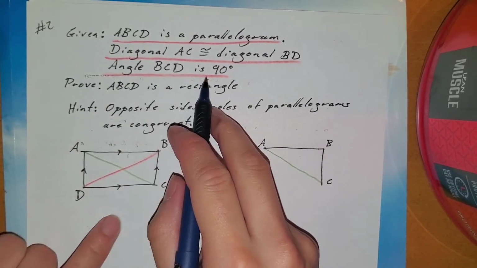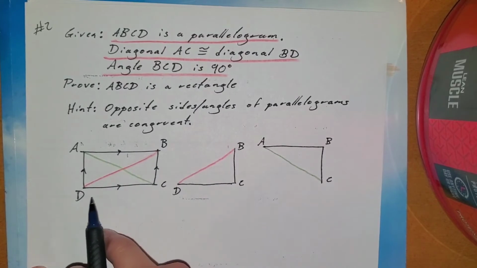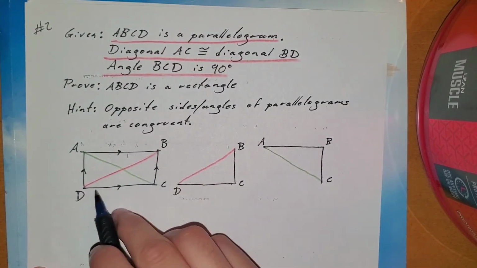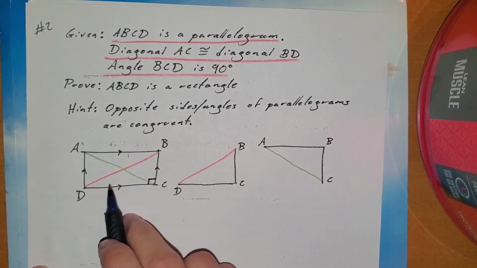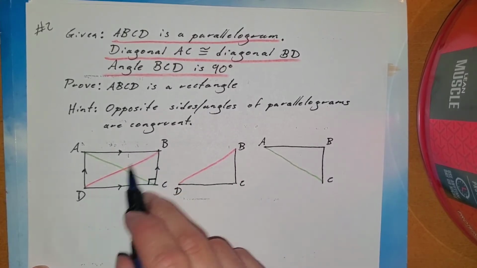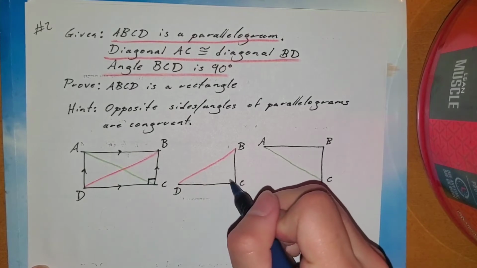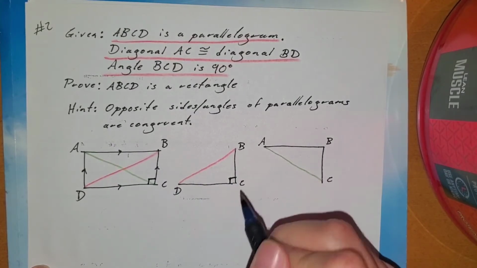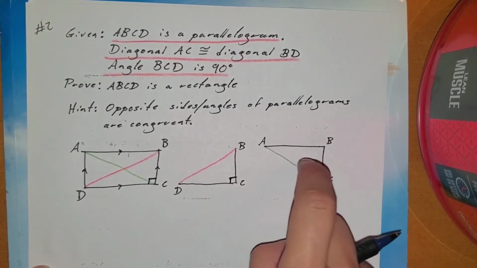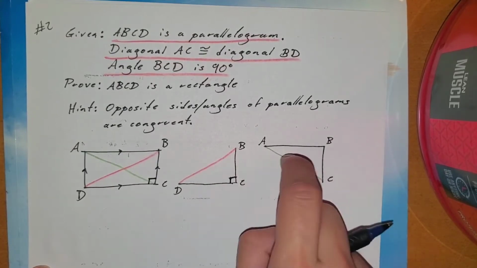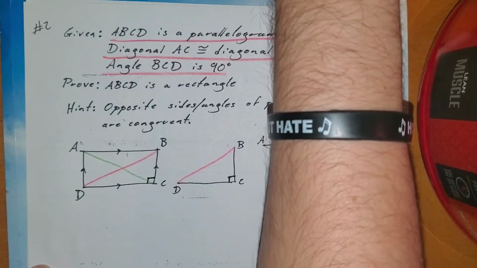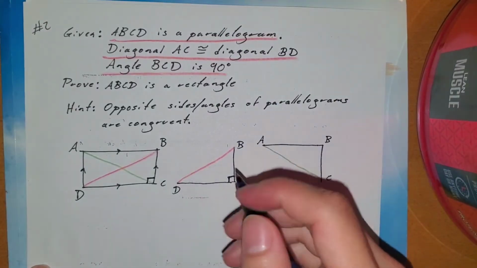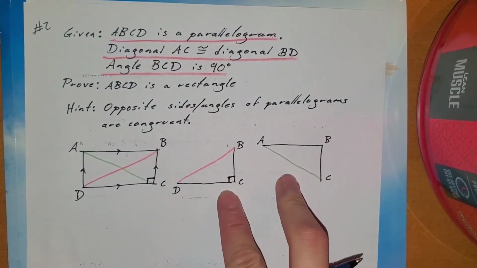Again, the given angle, 90 degrees, is angle BCD. BCD, that is this angle here. And that right angle belongs to the triangle with the red diagonal, which is this one here. Okay, my goal is to show that these two triangles are congruent. So I need to find congruent pieces between these two triangles.